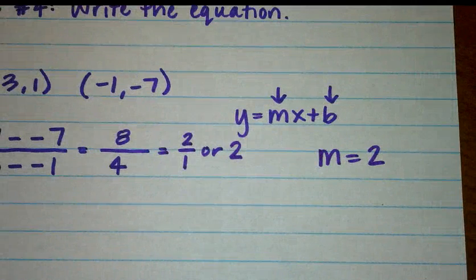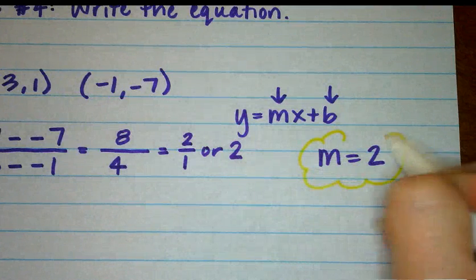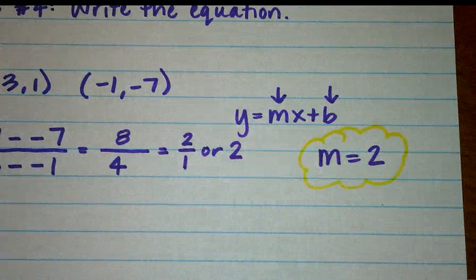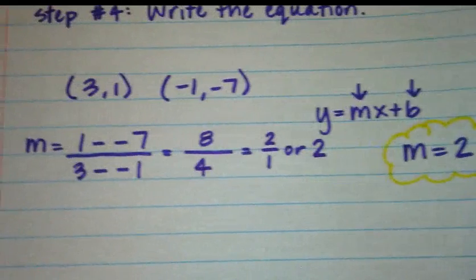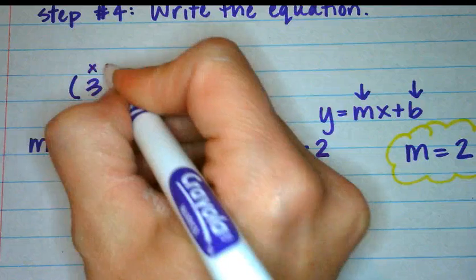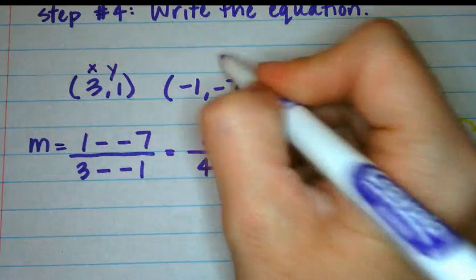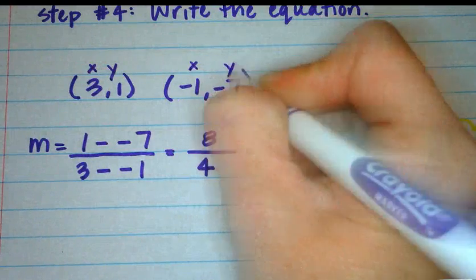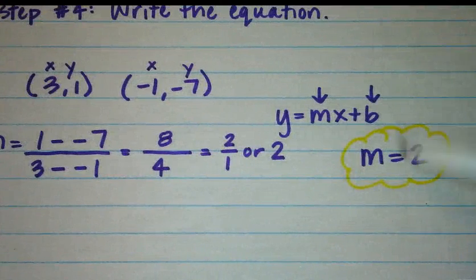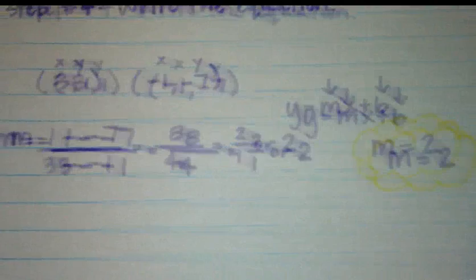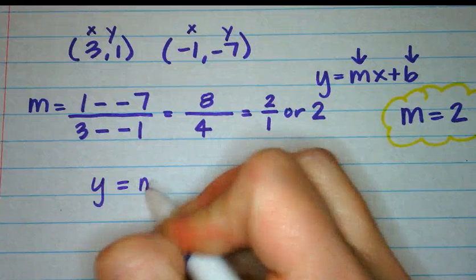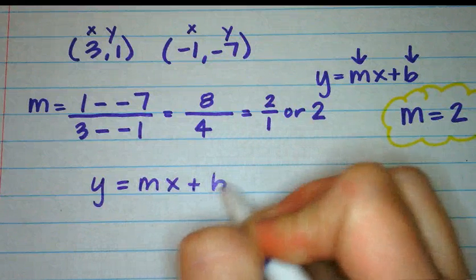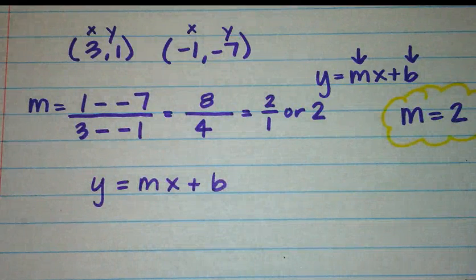So we're halfway there. Next thing we have to do is figure out what b is. To do that, I'm going to use the information I already know. I've been given an x, y right there, and I've been given another x, y right there, and I just figured out what the m is. So the next thing that I'm going to do is take the equation y equals mx plus b and fill in what I know.